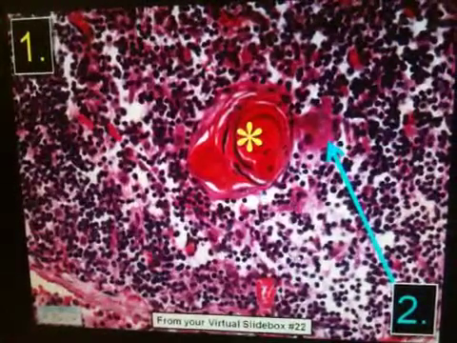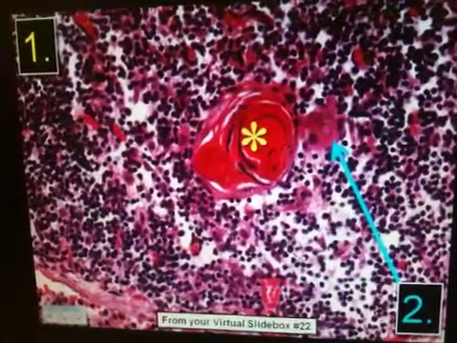Name the cells at the tip of the blue pointer, and can you give 2 functions associated with them?